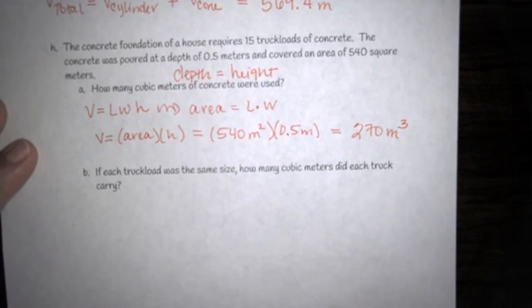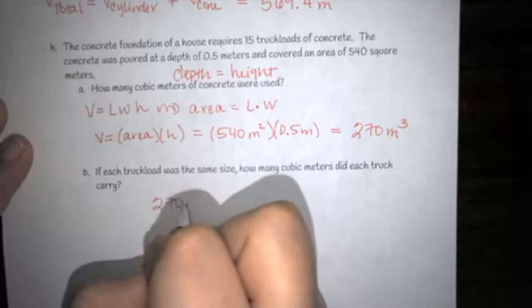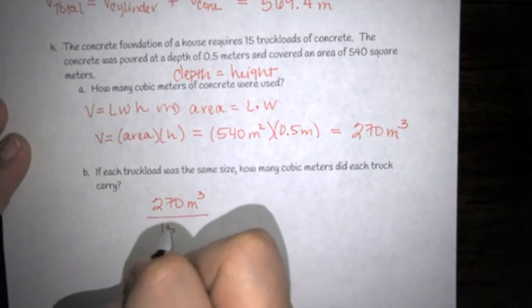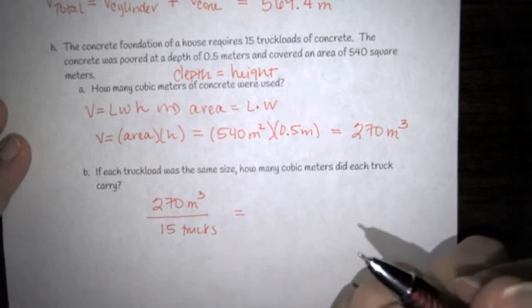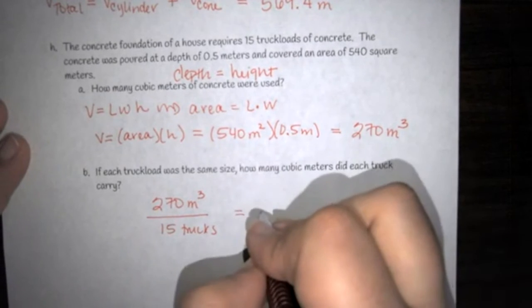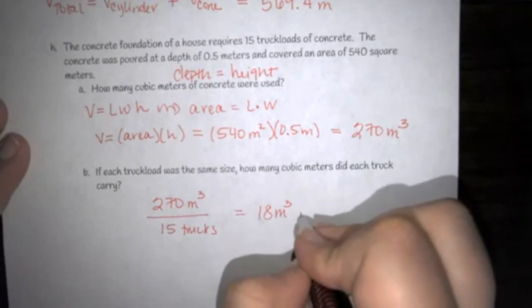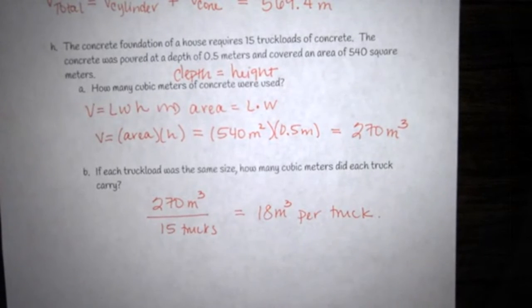Now the second part says if each truckload was the same size, how many cubic meters did each truck carry? So fairly simple. I need 270 meters cubed, and I got to divide that among the 15 trucks that I had, and that's going to give me the volume of each truck. And in this case, you end up with 18 meters cubed per truck.